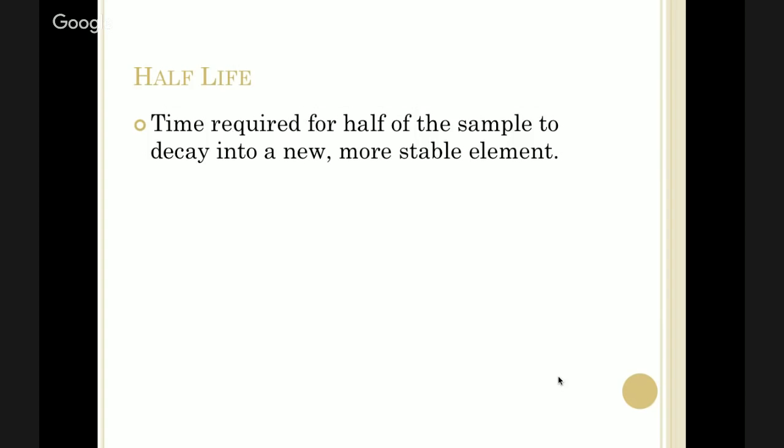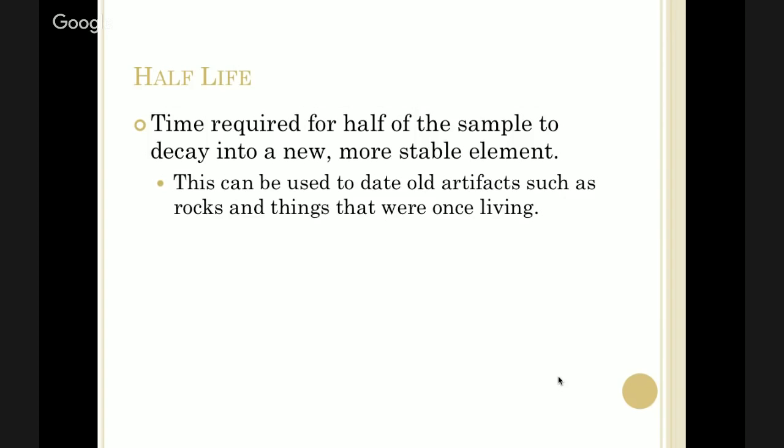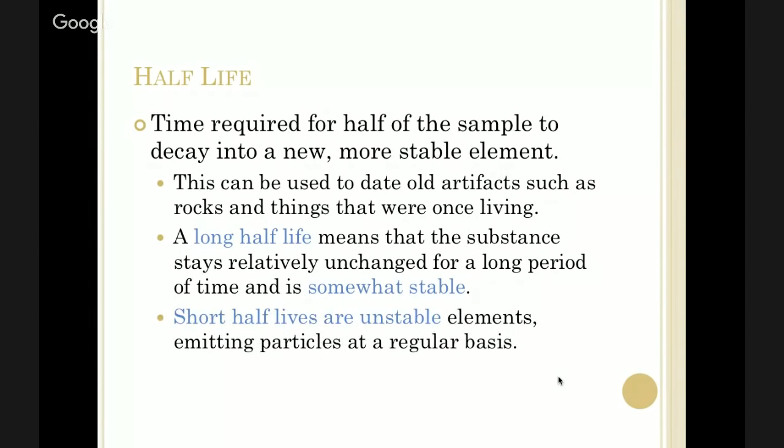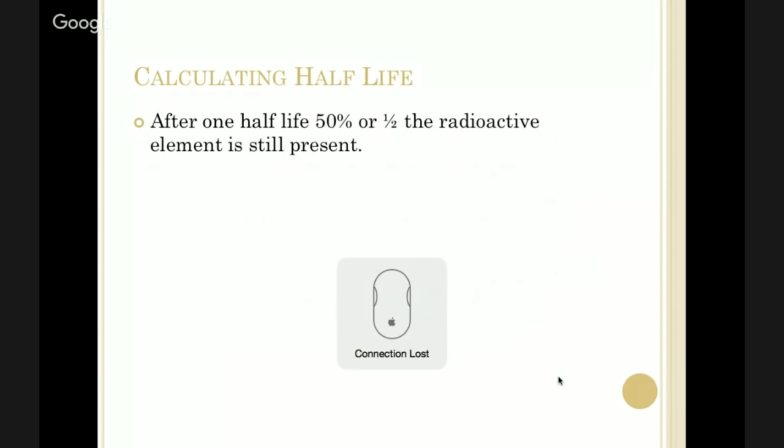A half-life is the time required for half of a sample to decay into a new, more stable element. And this can be used to date old artifacts such as rocks and things that were once living. A long half-life means that the substance stays relatively unchanged for a long period of time, and this is somewhat stable. Short half-lives are unstable elements emitting particles on a regular basis. Calculating half-life comes in a variety of types of examples, so I'm going to go through a bunch of examples to help you understand how to calculate them.